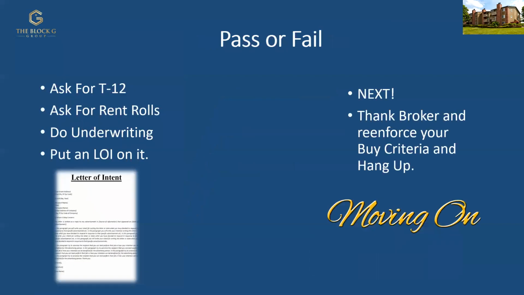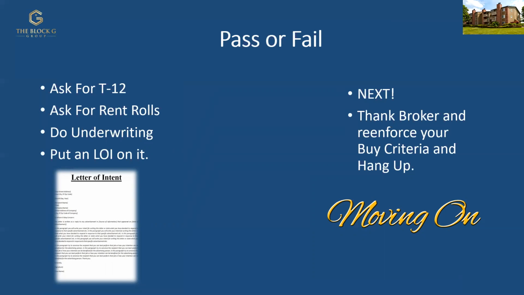So if this is something that you want to move on to, then during that phone call, on the left-hand side of your screen, you ask for the T12s. You're going to do your underwriting, so you need the T12s, or the trailing 12 income and expense reports. I also have another video on my website of what those are, and I explain in detail. Same thing with the rent rolls. So go back and watch those videos.